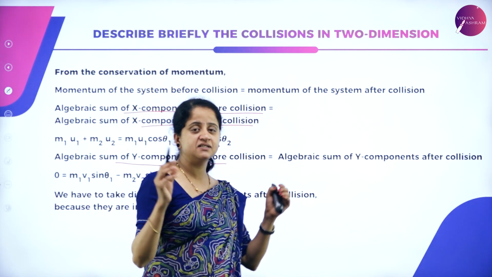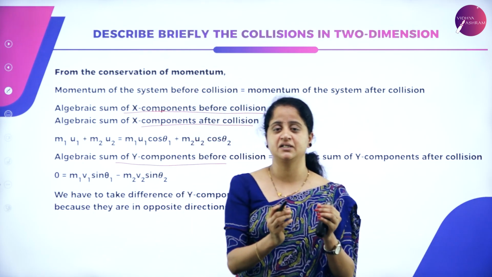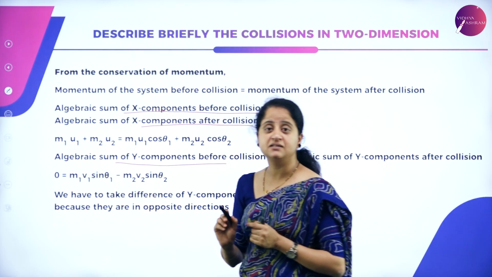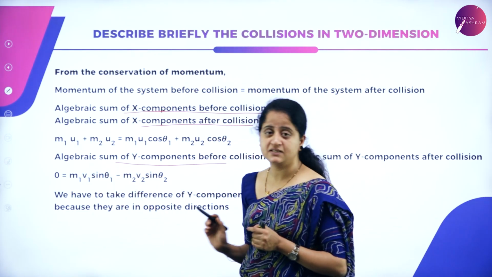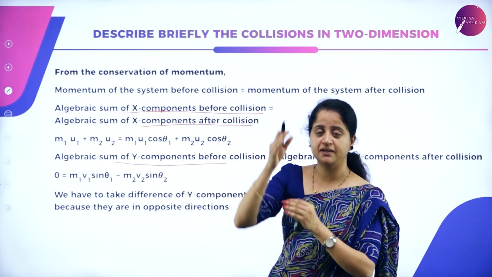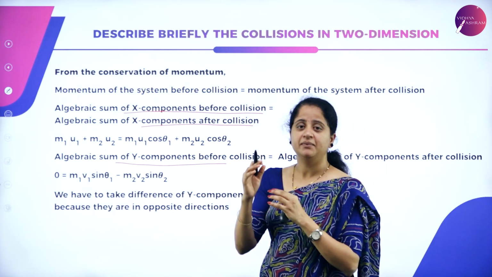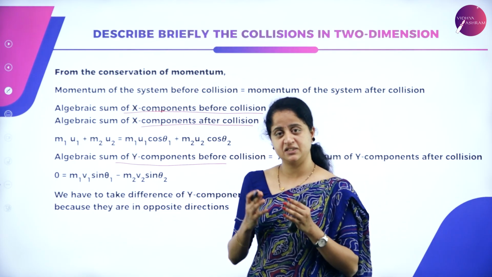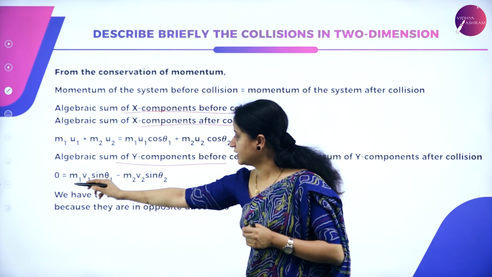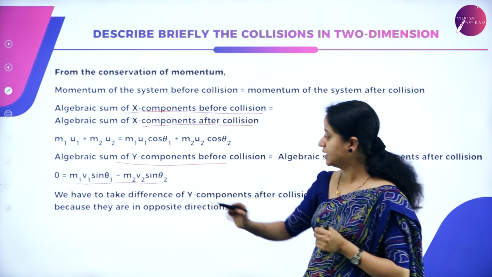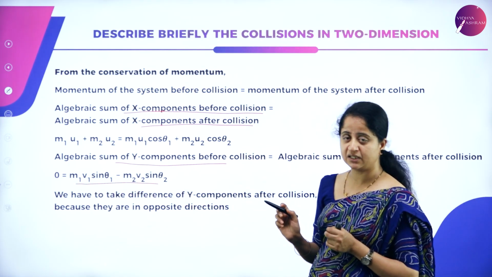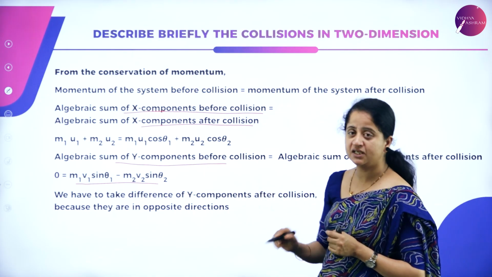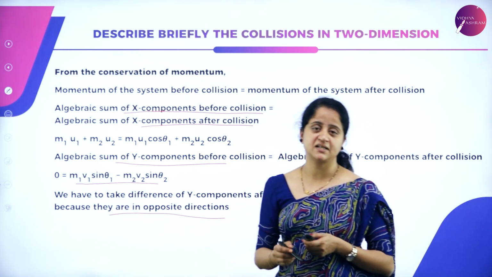Algebraic sum of y components before collision is equal to algebraic sum of y components after collision. So before collision, since the particles are not traveling in the y direction, they are traveling only along the x axis, we say that it is 0. The momentum becomes 0 because there is no particle along the y direction before collision. But after collision, they may travel along the y axis, and hence we have resolved the velocity into components. After collision, we can write m1 v1 sin theta 1 minus m2 v2 sin theta 2. Here we have considered the minus sign because after collision, they travel in opposite directions.